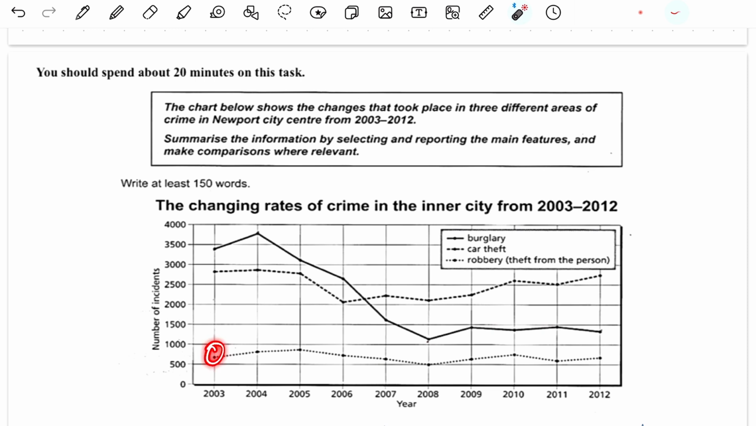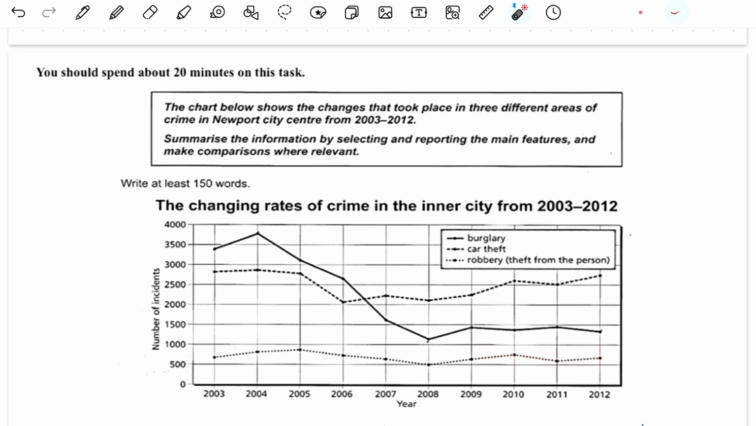However, robbery was an entirely different story, because we can see from the start point and the end point that they were largely stable. Now, if you want to go into depth and if you have time to describe robbery in detail, you can do that as well, and you can say that from around 600-700, the number of incidents for robbery rose a bit, after which they fell in 2008 to about 500 incidents, and then from then on they again increased just a tad bit.